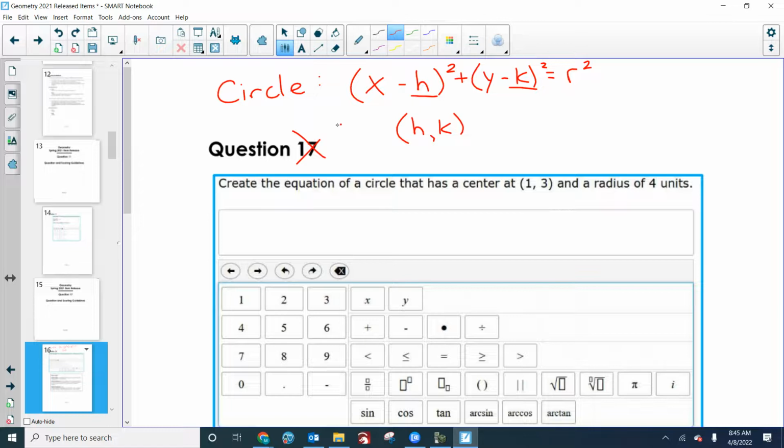H and k are the coordinates of the center, and the radius is r, not r squared. So to create the equation of the circle that has a center of 1, 3, wouldn't I do x minus 1 squared plus y minus 3 squared equals 16, which is 4 squared? That's the correct answer. Yeah, that's the equation. Leave it just like that.